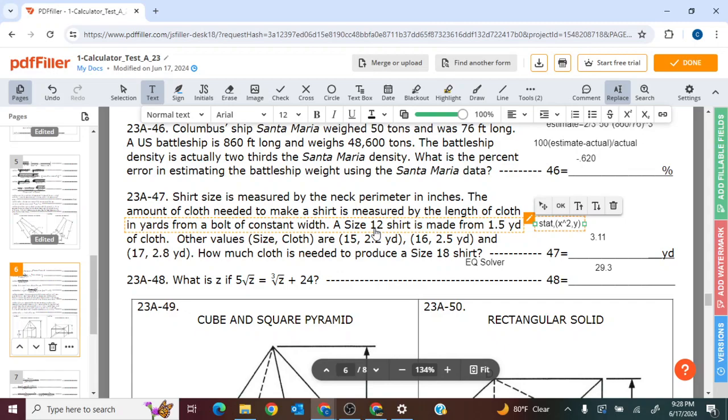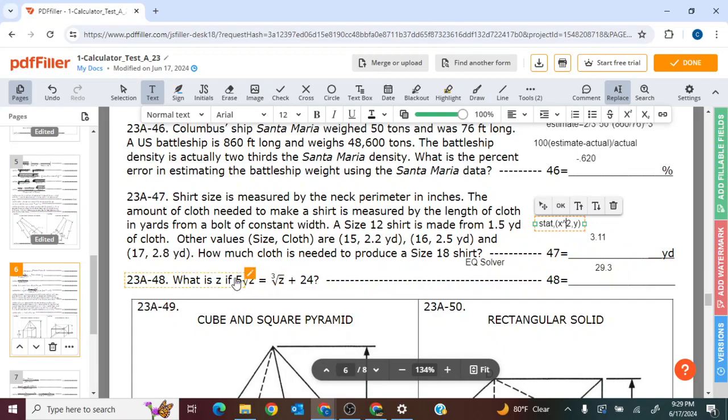So you would do stat edit and plug in 12 squared, 15 squared, 16 squared, 17 squared, and then all the corresponding cloth lengths. And then you go to calculate, put it into Y1, or store reg as Y1, and do Y1 of 18 squared. And then if you do that, you get 3.11 yards.